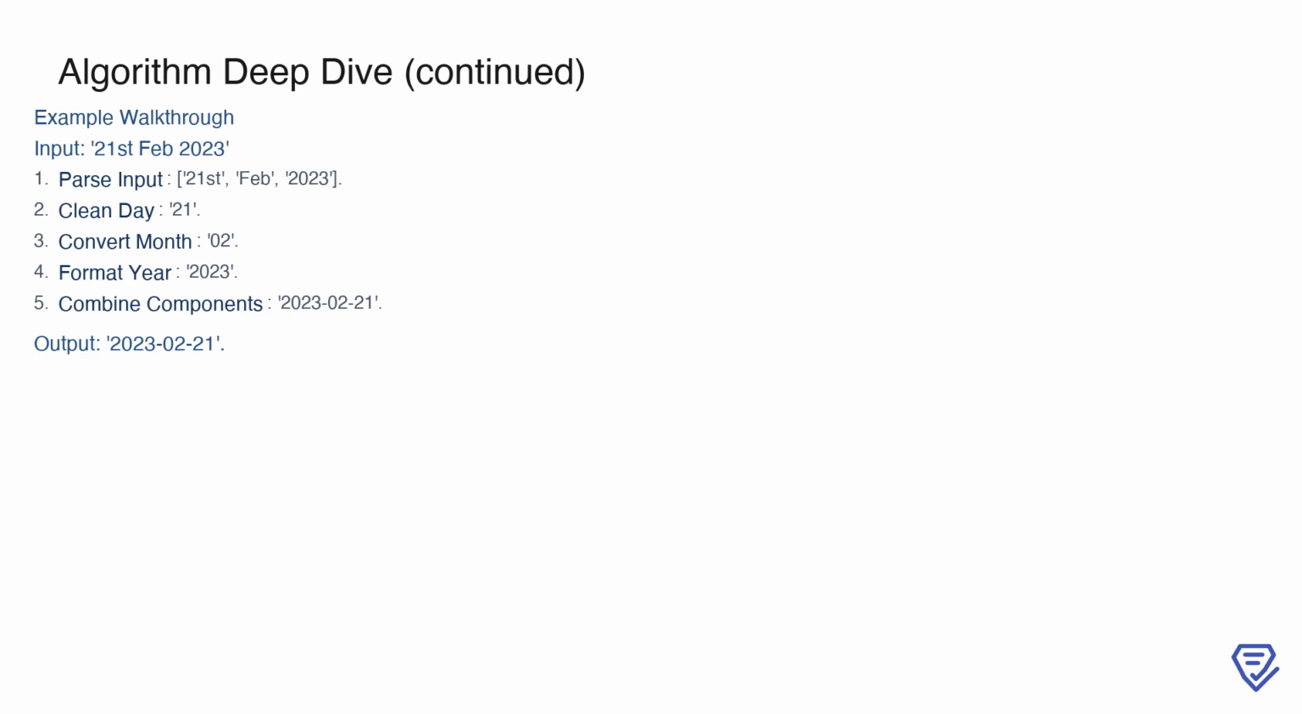The year, 2023, requires no changes as it's already in the correct format. Finally, we combine these components, 2023, 02, and 21, into the desired format YYYY-MM-DD. The output is 2023-02-21, which is the correctly formatted date string.